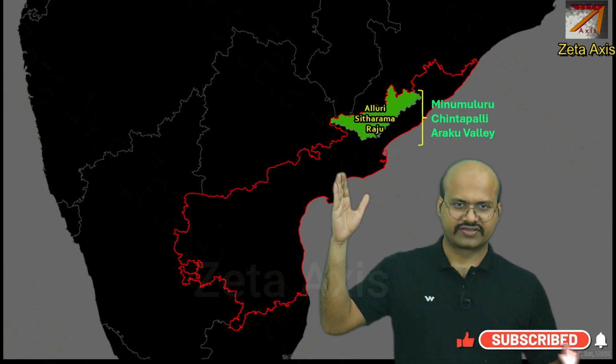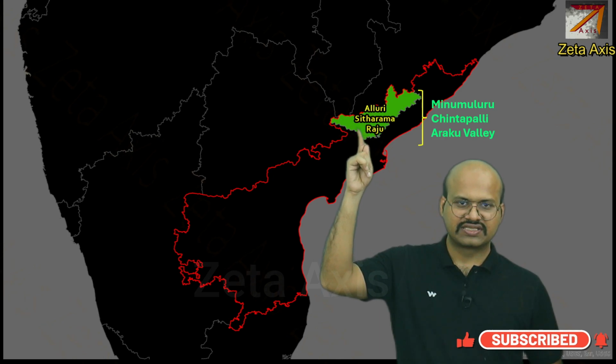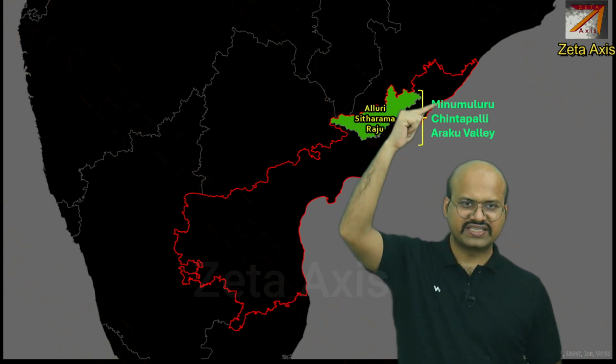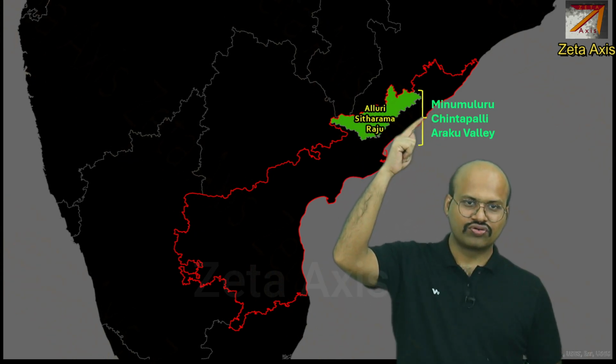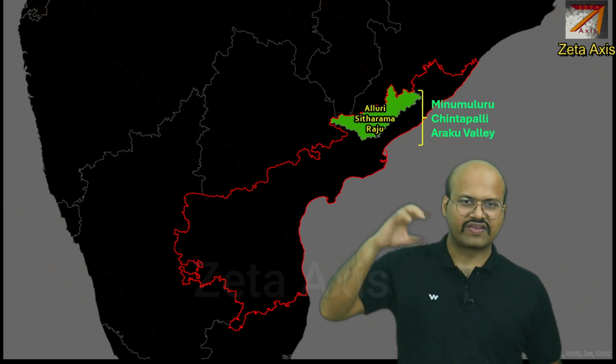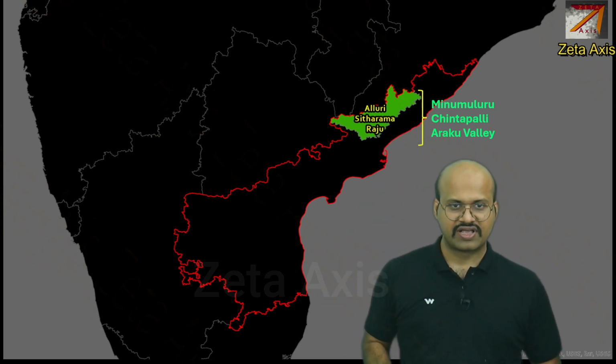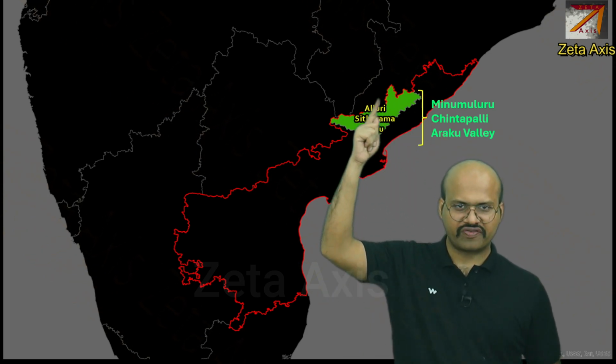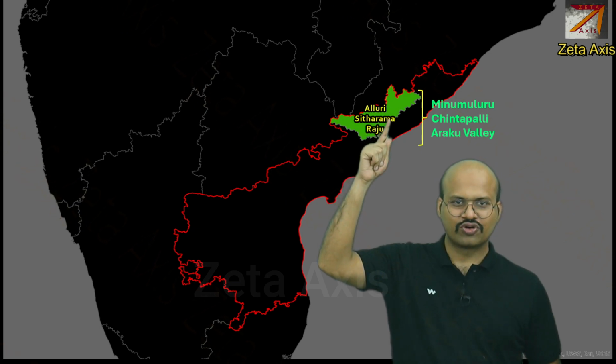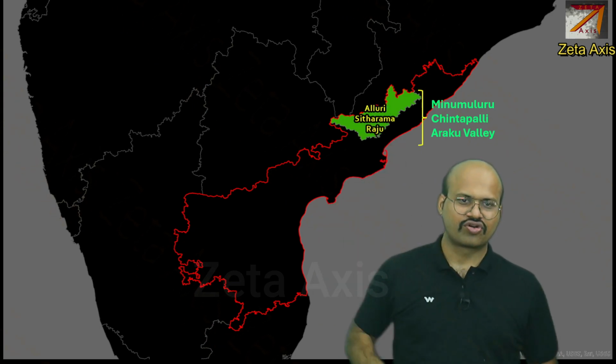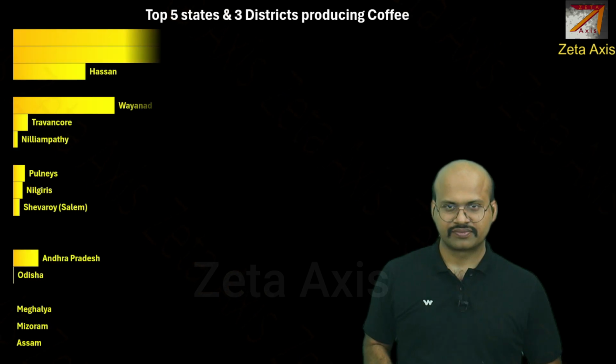In Andhra Pradesh, we have Aluri Sitarama Raju district, where the regions are Minumuluru, Chintapalli and Araku Valley where coffee is produced. Araku Valley is on the border with Odisha somewhere over here. So the same region also produces coffee in Odisha.